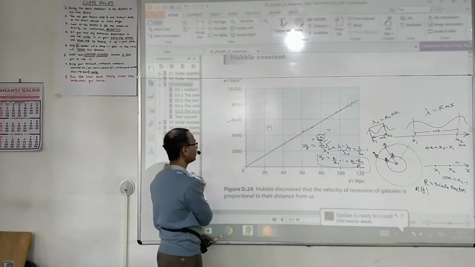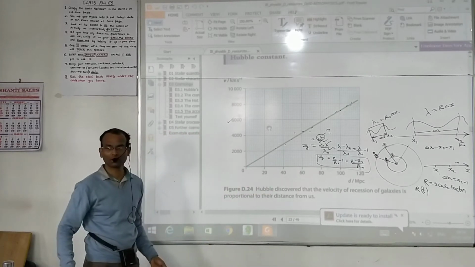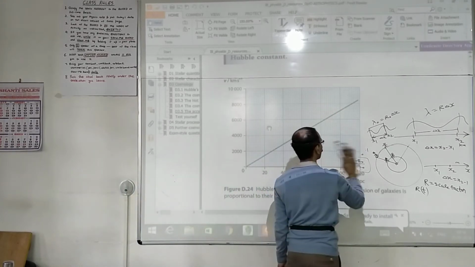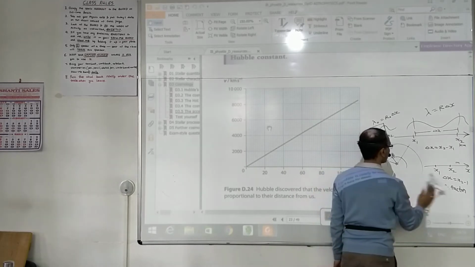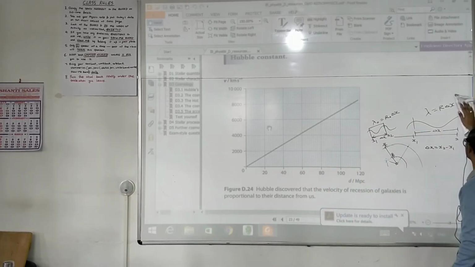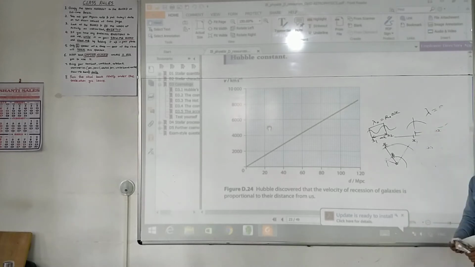So this is called Hubble's law also. V equals H0 d is called Hubble's law. This is only for receding galaxies. All the galaxies, so everything you see are moving away from you because the space is expanding.